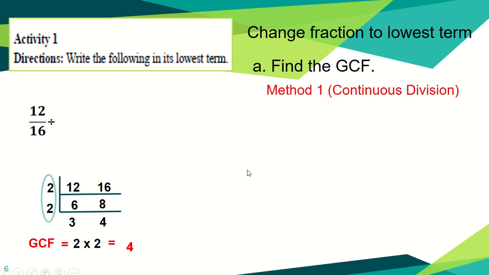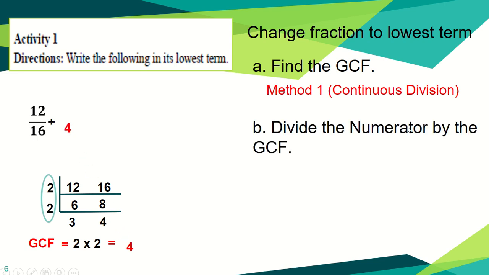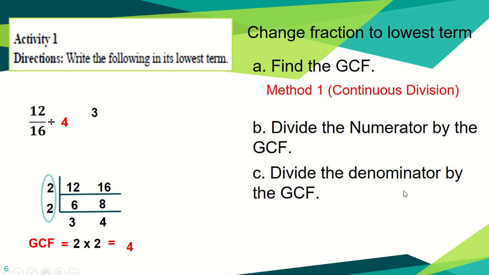So, paano natin gagamitin yan? Yung next step, divide the numerator by the GCF. Alin ba numerator? Yung 12. So, 12 divided by 4, we have 3. Step 3, divide the denominator by the GCF. So, itong denominator, 16 divided by 4, we have 4. So, our lowest term is 3/4. Ganyan ang gagawin nyo sa activity 1. Pwede rin method 2, which is the list down. You may review our past lesson kasi ginamit na natin to.